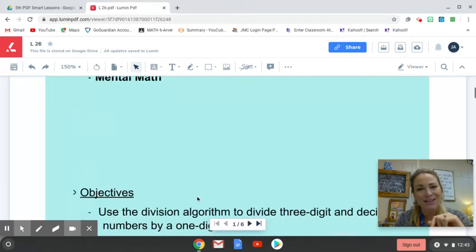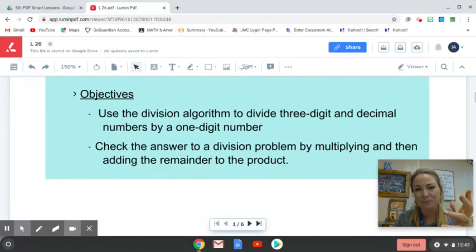As we scroll down and take a look at your learning targets for today, you can see we're going to be using the division algorithm to divide 3-digit and decimal numbers by a 1-digit number. So we're talking about what happens when the dividend, so that number inside of the division box, either becomes large enough where it's 3 digits or more, or it's a decimal number, it has a decimal in it. What do we do then? What are the specific steps to take then?